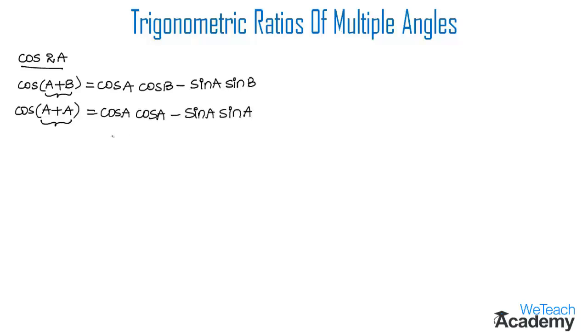So we get cos square A minus sin square A. This is the formula for cos 2A, which is equal to cos square A minus sin square A. Let us name this as equation 1.